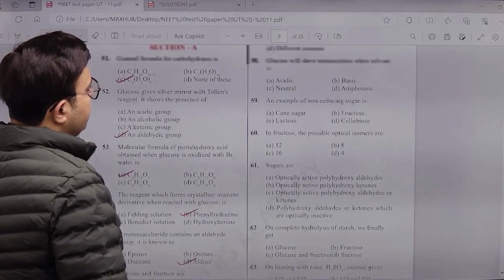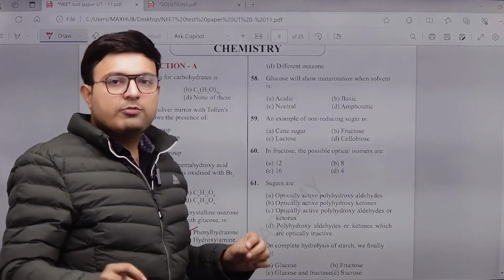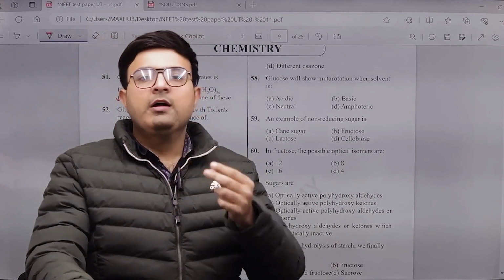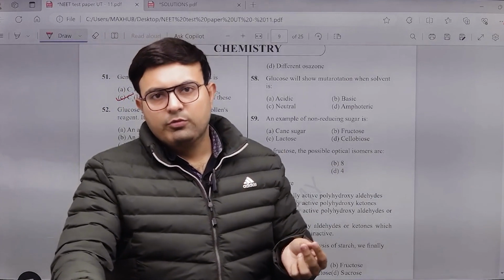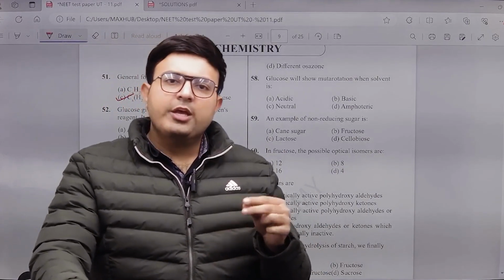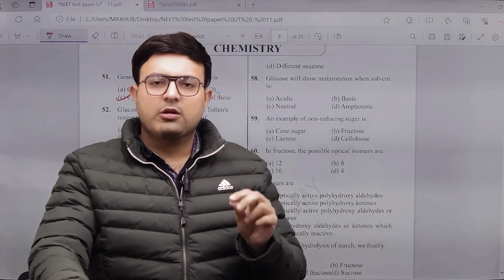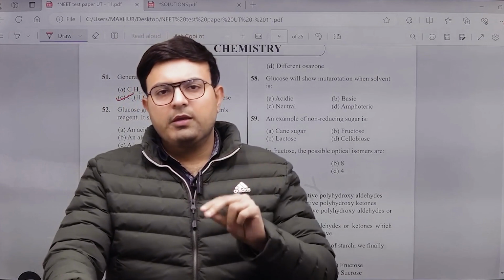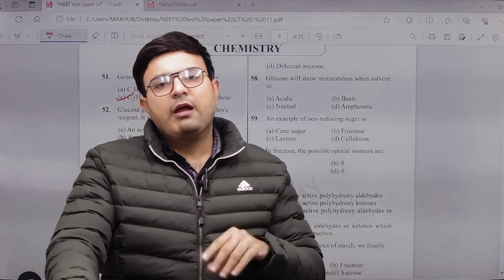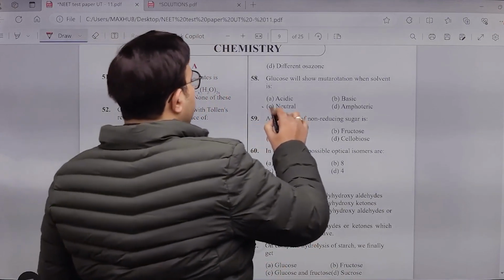We'll move to question number 58. Glucose will show mutarotation when? Okay, so what is mutarotation? Converting alpha D-glucose into beta D-glucose. If you add acid or base, the chain will become open. It will not remain a closed structure. So if you want it to remain a closed structure but just convert alpha into beta, you will have to do it in neutral conditions, not acidic or basic. So 58 will be C.